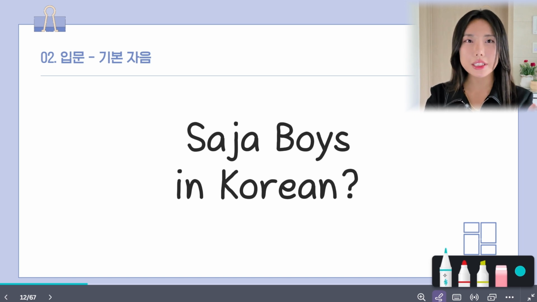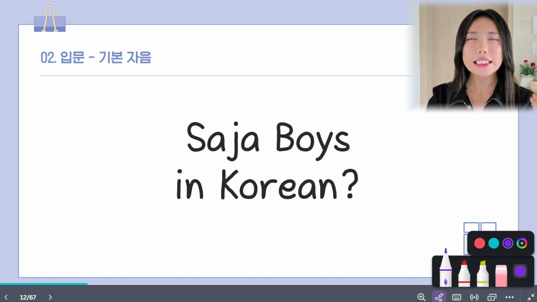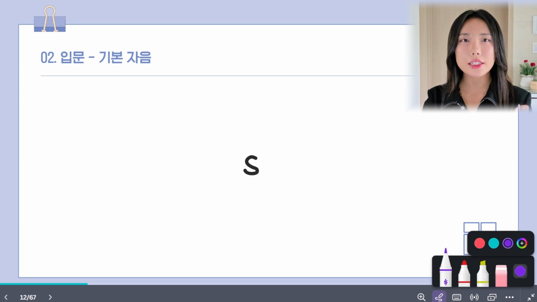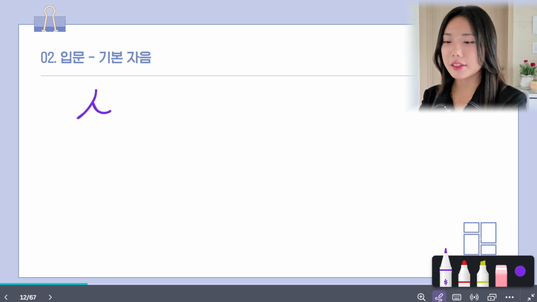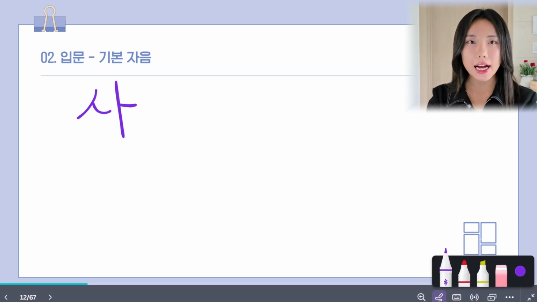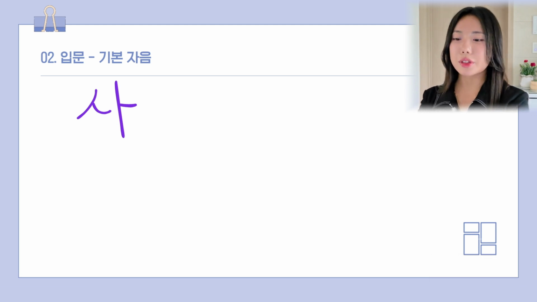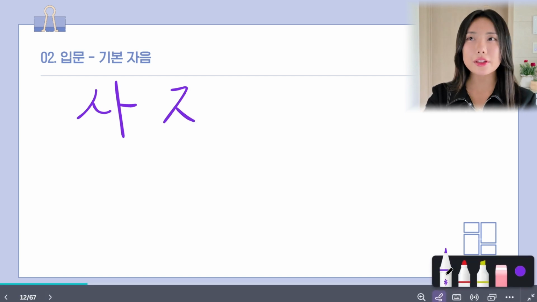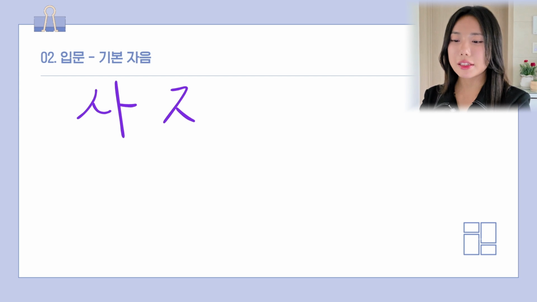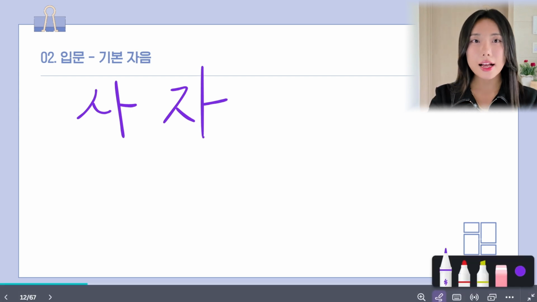To write 사자 boys in Korean, first we have to make it 사. We need S sound. Then we need A sound. So it's 사. And then 사자. We need J sound, which is J. And then again, we need A sound to make it 자. So it's 자, 사자.